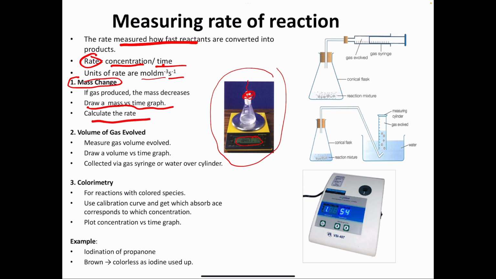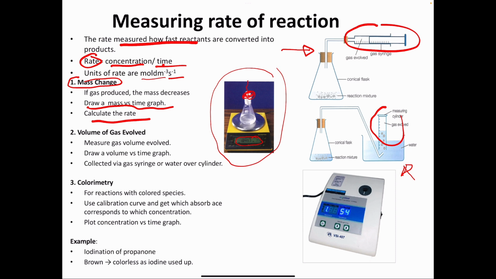We could also use volume of gas evolved. Again, in experiments where gas is evolved, we can collect it using two methods. We could collect it using a syringe, or we can collect using an inverted measuring cylinder. Both methods work, but this one here is more useful when the gas volume produced is less. This one can be used when there is much volume of gas produced.